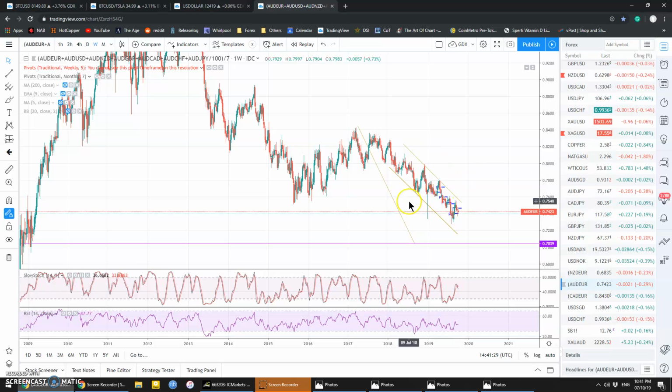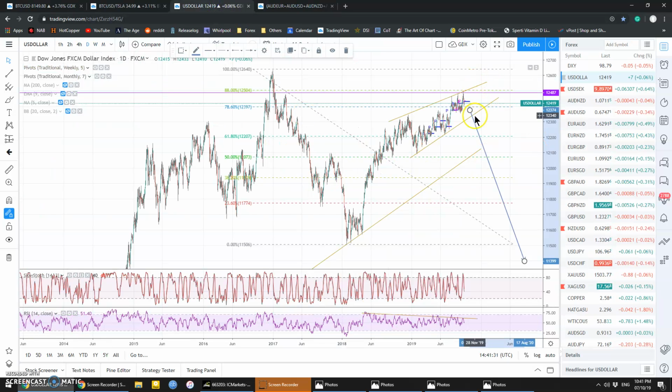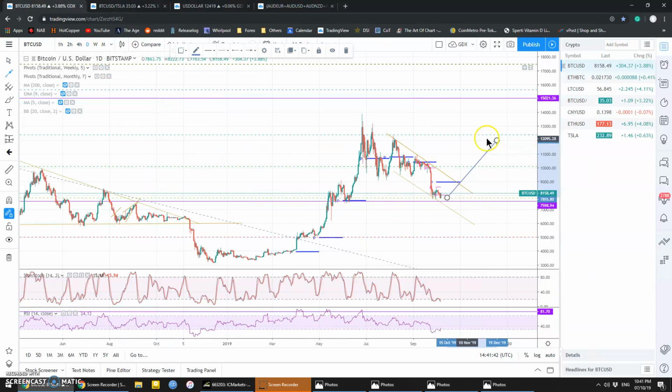Aussie dollar looking to short on bounces. US dollar looking for the break of the wedge there to the downside, which will be bullish for gold, so I'll be looking to buy gold on the break. Bitcoin looking to buy, waiting for the setup.